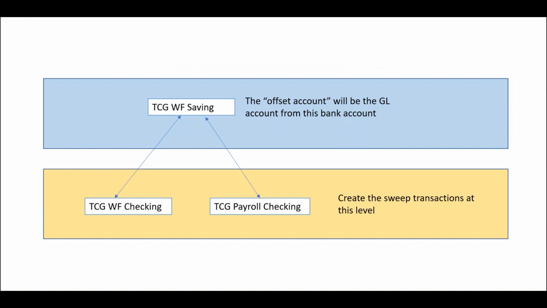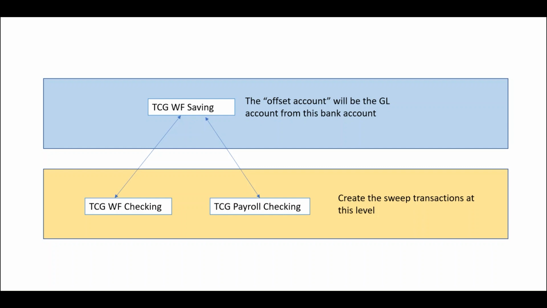Now, if you have this type of a scenario, you can be more efficient when you set up the accounts if you create the sweep transactions at the checking account level. That's because we can set up one rule and assign it to the checking accounts, and it's going to automatically record the other half of the transaction in the savings account. So the offset of that rule is going to affect the savings account.